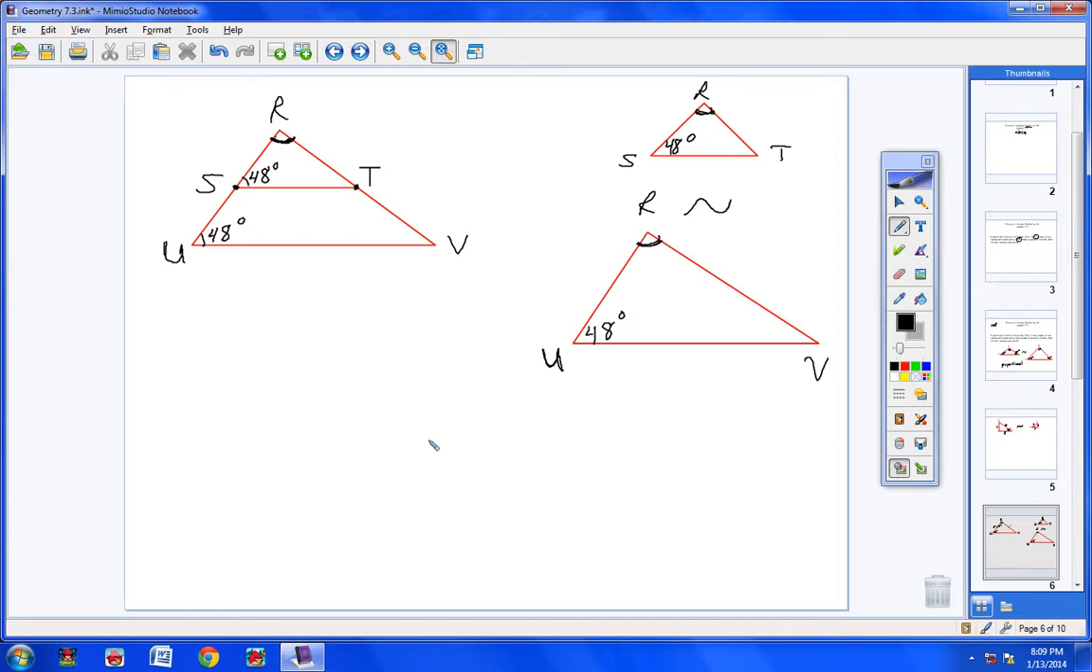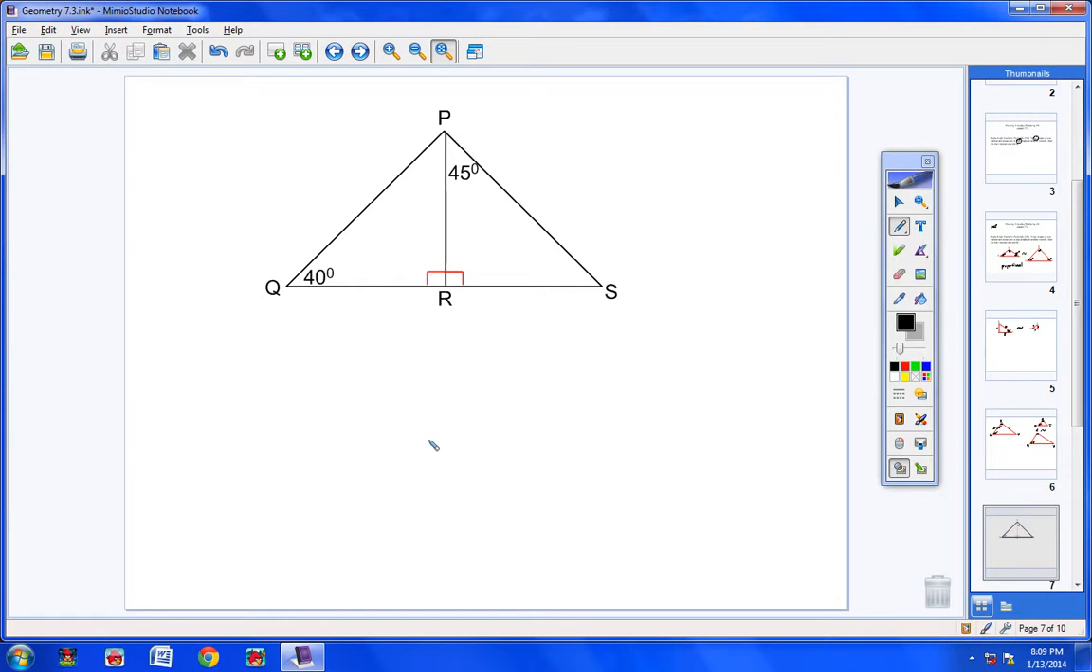Let's continue on. Please copy this in your notes. All right, I would like you to look at this and see if these two triangles are similar. Let's see if these two triangles are similar, okay?